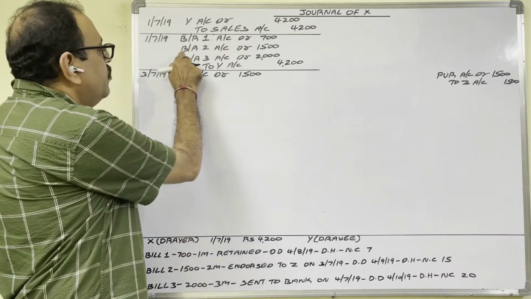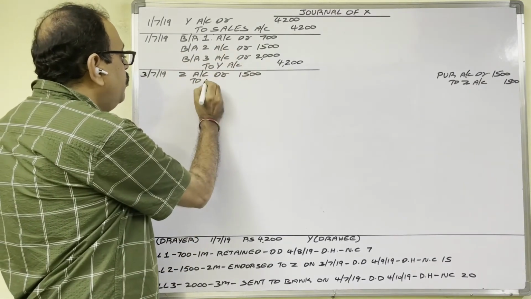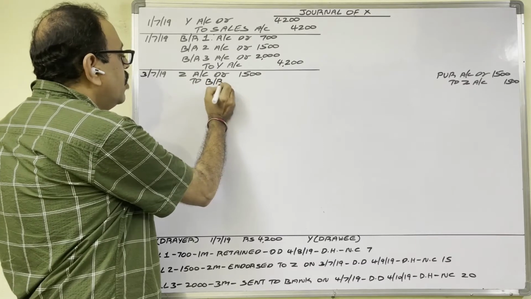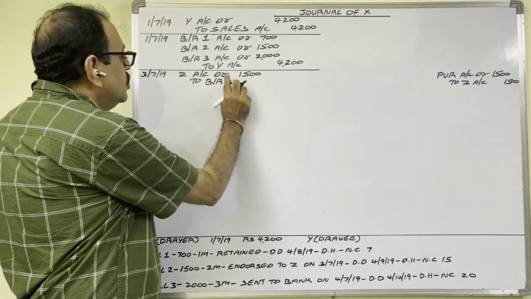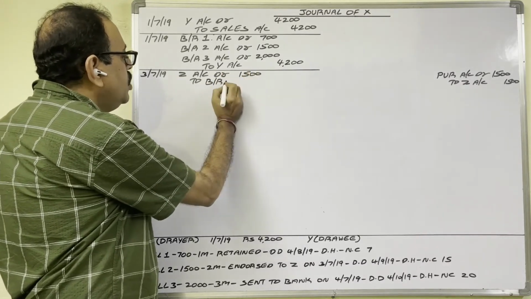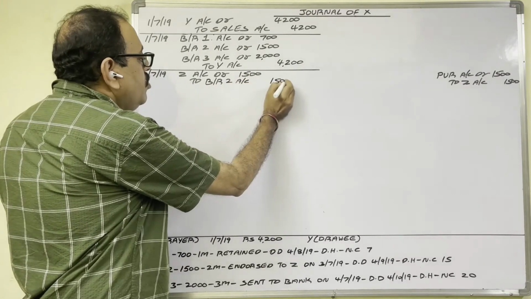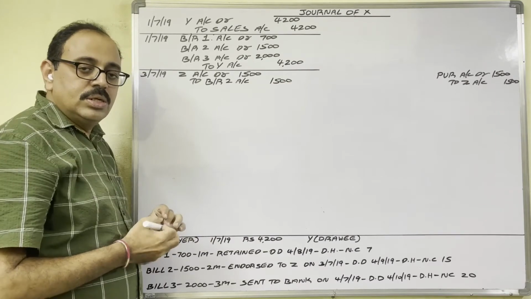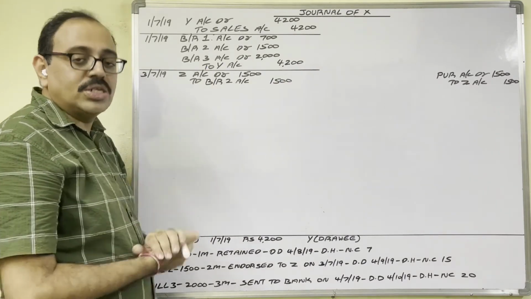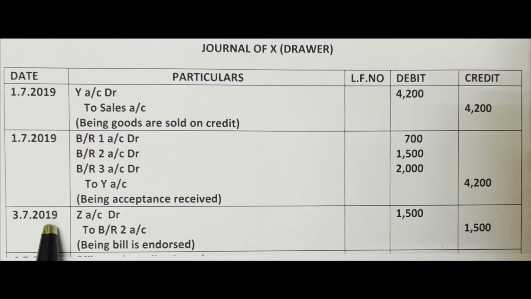To create, we debited this account. If you want to cancel, you have to credit this account. So bills receivable to account we have to credit. Second bill amount 1500 rupees. So this is the entry for endorsement. On 3rd July 2019, Z account debtor to bills receivable to account 1500. Narration: being bill is endorsed.